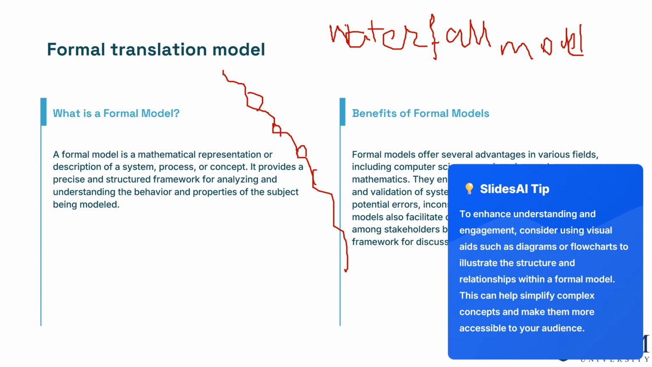So this formal translation model is nothing but automata theory, or the state transition model that you have already studied in automata language in your last semester. Now what is the benefit? The benefit is, including computer systems, it represents everything in mathematical form, so there is ease of validation of the system and we can find potential errors, as it is a mathematical model.